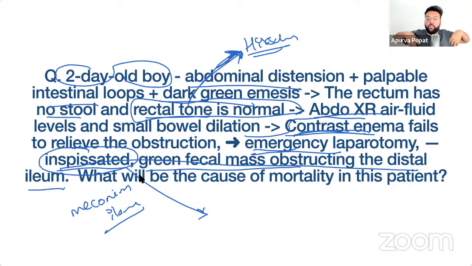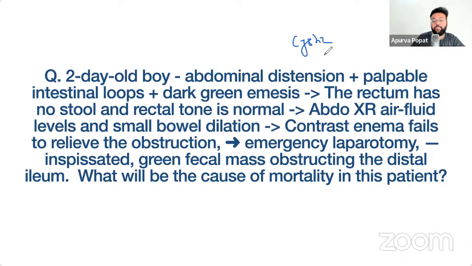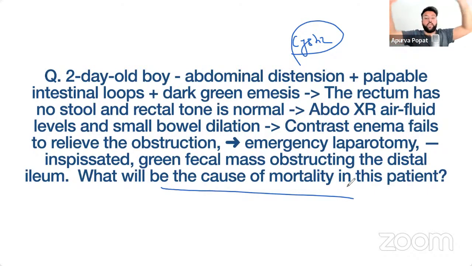Now you have made a diagnosis of meconium ileus. What's the very broad diagnosis? What is this boy having? Why is this boy having meconium ileus? Because of cystic fibrosis. Now they are asking what is the most common cause of mortality in this patient. That means what's the most common cause of mortality in a cystic fibrosis patient?